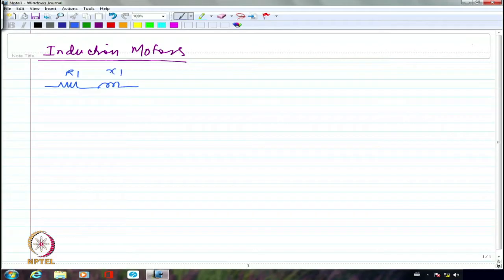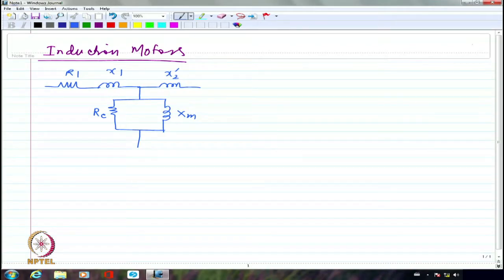This is R1, this is X1. We also said that we are going to have the core loss and the magnetizing reactance, which we wrote as Xm and Rc, right? Then we wrote that there is going to be a leakage reactance, which is X2 dash. Originally we wrote that as SX2 dash. Now we have converted the rotor EMF also into stator frequency. That's what we did by dividing it by S.